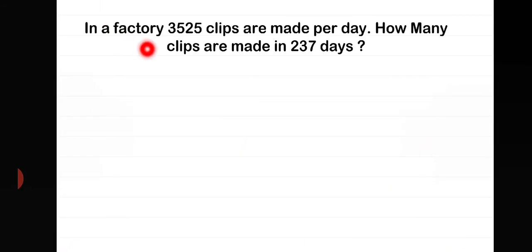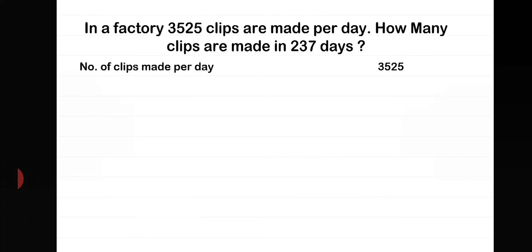So let's see one more example. In a factory, 3,525 clips are made per day. How many clips are made in 237 days? So they have given for one day. They are manufacturing 3,525 clips in one day. How many clips are made in 237 days? So as I told you earlier, whenever they give you the value for one and they ask you for many, you are supposed to do multiplication.